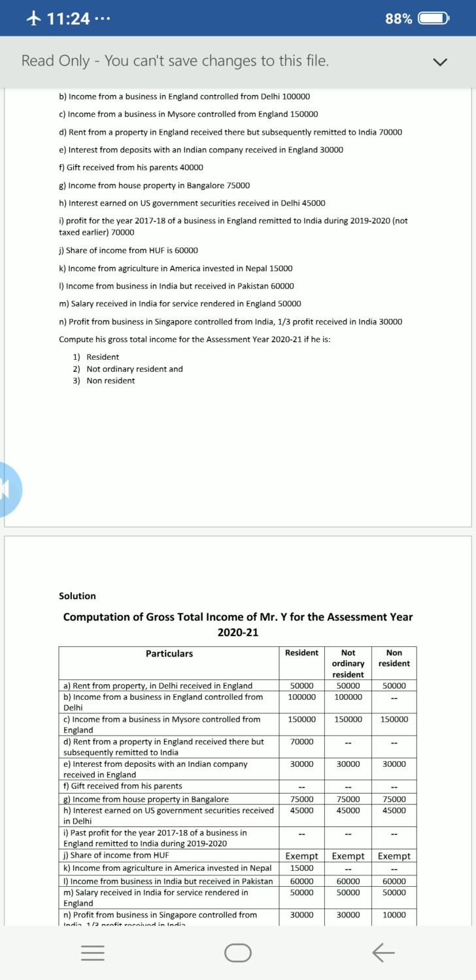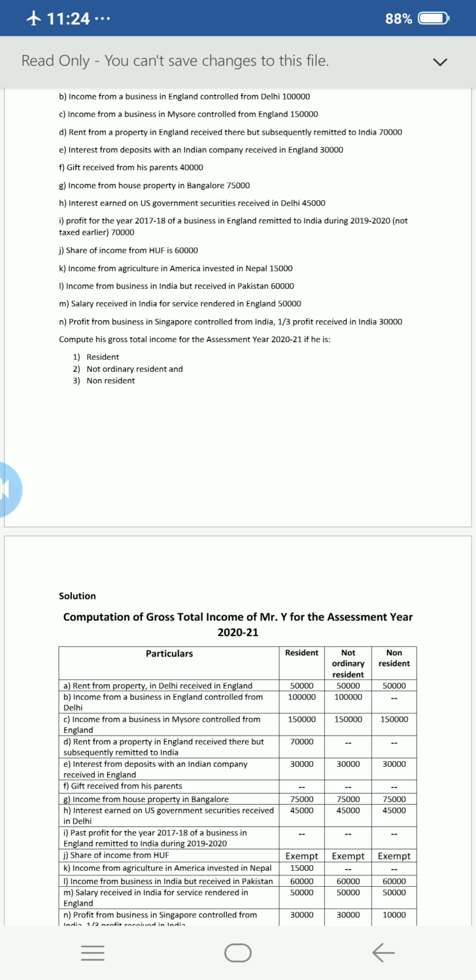See, here it is 2017 and 18 profit. Okay, so what can we consider this as? Past untaxed income. Past untaxed income is not taxable in the assessment year. Okay, which is exempted.